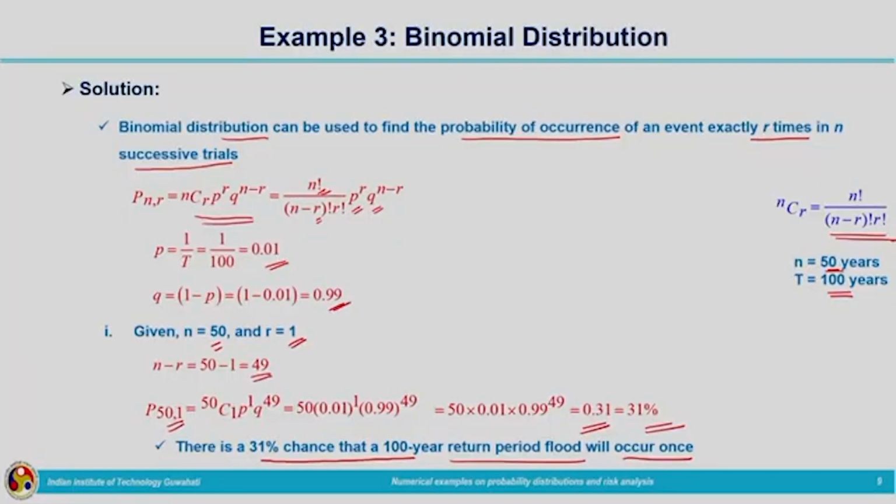Now, we can move on to the second part of the question, that is the probability of occurrence of a flood thrice in the lifespan of the dam. So, here in the second part r is equal to 3. There is no change as far as n and T are concerned. Design period n is equal to 50 and the return period T is equal to 100. So, there will not be any change in the values corresponding to p and q, and the only difference is the value of r, which is equal to 3.